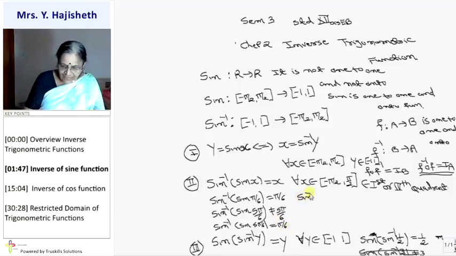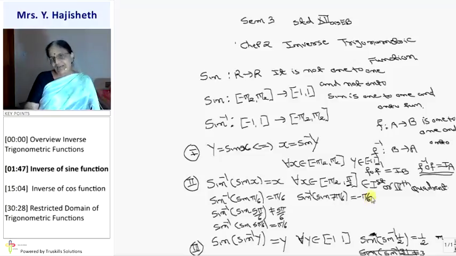Same way, sine inverse sine, in the third quadrant pi by 6 is called 7 pi by 6, pi plus pi by 6. The answer is not 7 pi by 6. The answer is minus pi by 6, because in the third and fourth quadrant sine is negative. And for negative, as far as the inverse function is concerned, the range is in the first quadrant or fourth quadrant. Clear? So sine inverse sine 7 pi by 6 is not 7 pi by 6. It is minus pi by 6, because sine is negative in the fourth quadrant. Actually sine is positive in first and second and negative in third and fourth. But as far as the restricted domain is concerned, I should cover only the first and fourth quadrant. So the second quadrant answer will be in the first, and the third quadrant answer will be in the fourth.